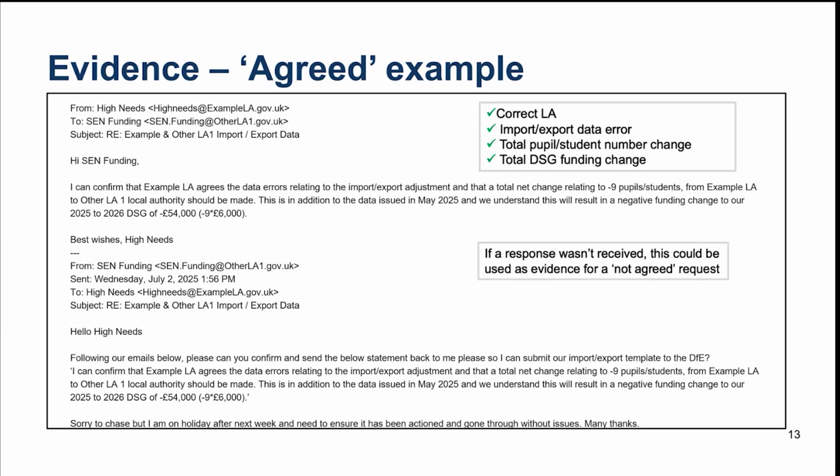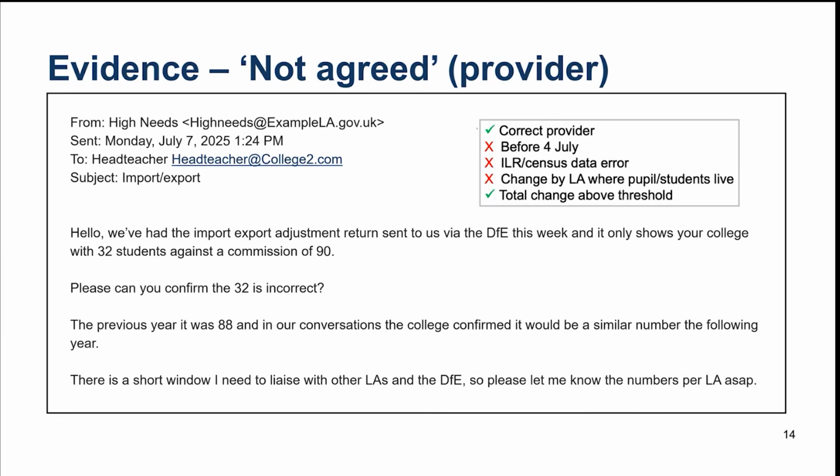It's also worth noting that the actual underlying request for the local authorities agreement was also very clear and actually included suggested wording for the response, which can be really helpful to recipients. It also means that had a response not been received, this could have been attached and used as evidence for a not agreed change, as the information for the provider was in the preceding email. And now on to the next slide.